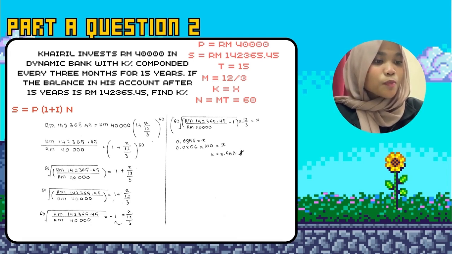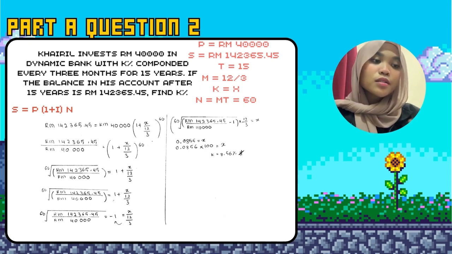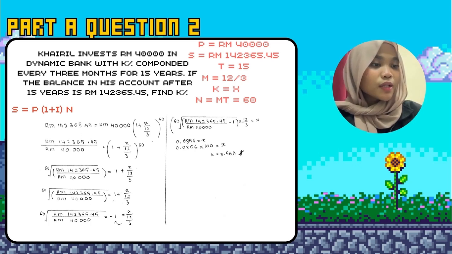S equals P bracket 1 plus I closing the bracket with N. I formula would be K over M equals X over 12 over 3. N's formula is MT, 12 over 3, T would be 15. And you will get N equals 60. S equals 142,365.45 ringgit equals 40,000 in bracket 1 plus X, which is K that we want to know.